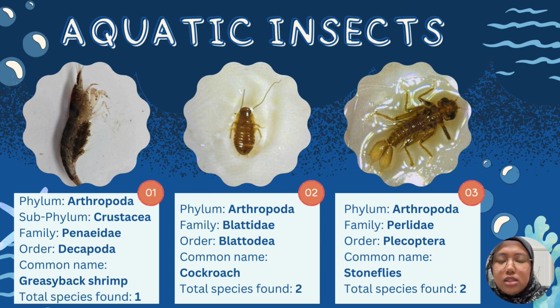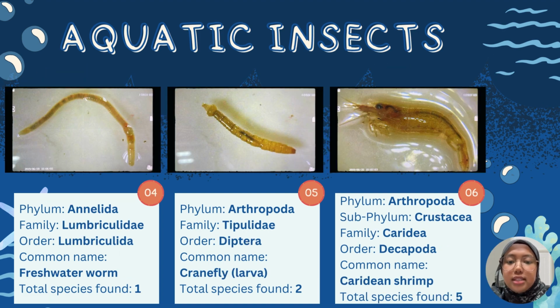Third aquatic insect is stoneflies from phylum Arthropoda and fall under Plecoptera. It comes from family Perlidae and total species found is 2. The fourth aquatic insect is freshwater worm from phylum Annelida and it falls under order Lumbriculida. It comes from family Lumbriculidae. Total species found is 1. The fifth one is larva cranefly from Arthropoda and it falls under order Diptera. It comes from family Tipulidae and total species found is 2.